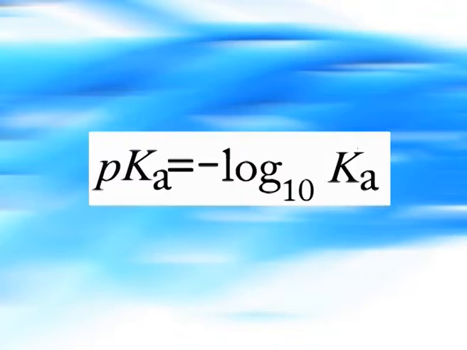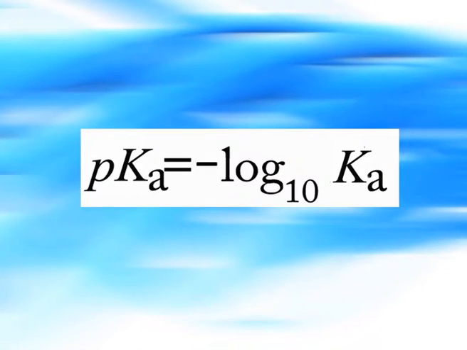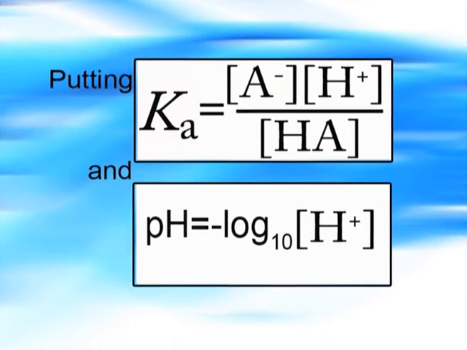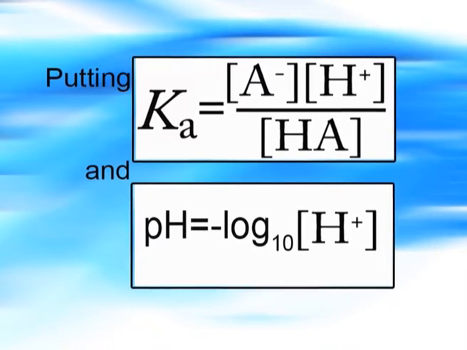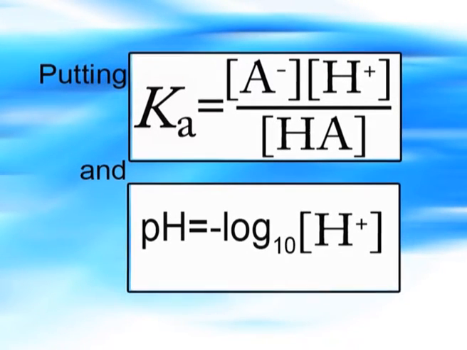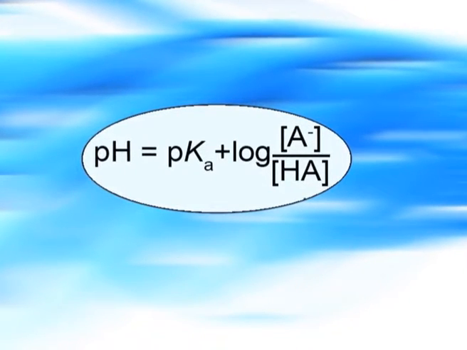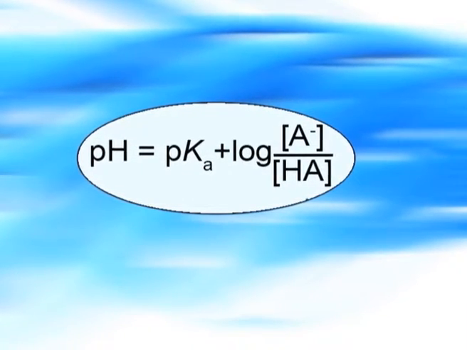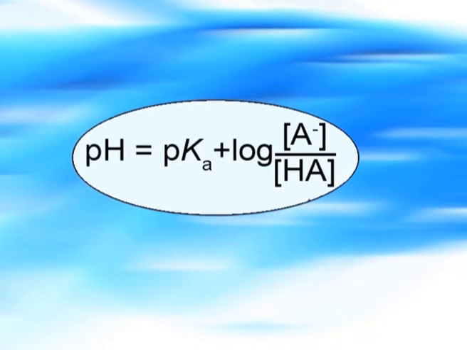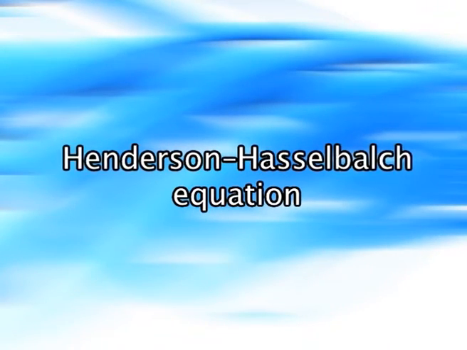Monoprotic acids are acids that produce one proton per molecule of acid. pKa equals minus log Ka to the base 10. If we replace the value of Ka as concentration of A times concentration of H divided by concentration of HA, and pH equal to minus log H to the base 10, we get pH equals pK plus log concentration of A divided by concentration of HA. This is called the Henderson-Hasselbalch equation.